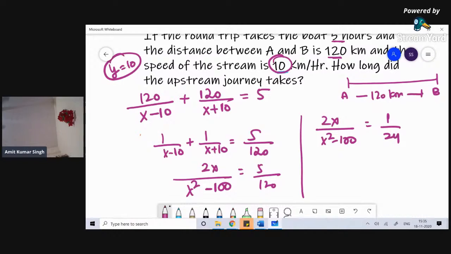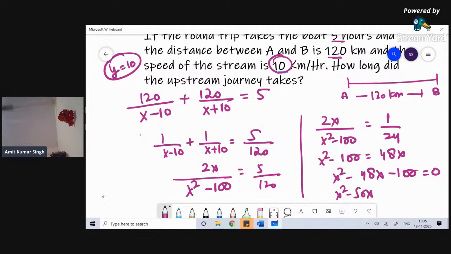So you do cross multiply. So x square minus 100 is equal to 48x. So you'll get x square minus 48x minus 100 is equal to 0. Solve the quadratic equation: x square minus 50x plus 2x minus 100 is equal to 0. So the value of x you will get is 50.